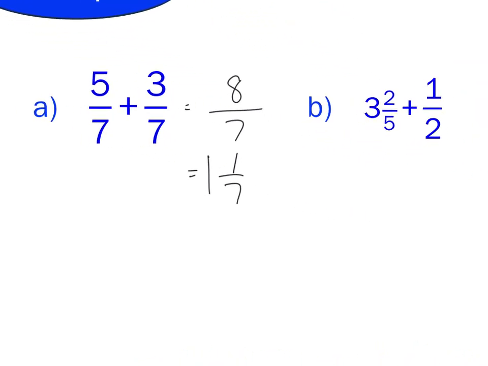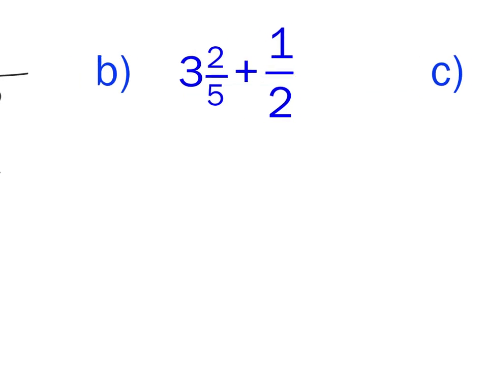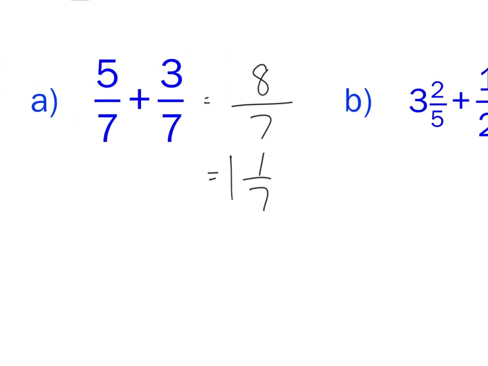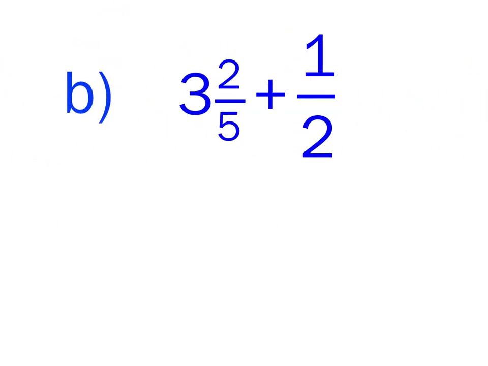Now, we're going to go on to the second question. The second question, the bottoms are not the same, so it's a little different. So let's take a look at what we do when the bottoms are not the same. So we have 3 and 2/5. Okay, so now the bottoms are not the same. So we have to make them the same.